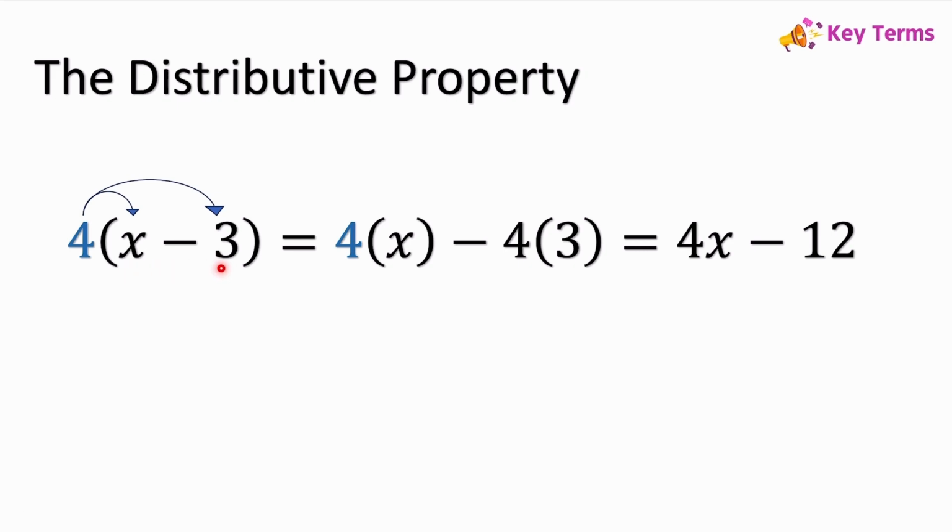Remember, the distributive property tells us what to do when we're multiplying an algebraic expression like x minus 3 by a constant like 4. Remember, the 4 is going to distribute to both terms within this expression. So we have 4 times x minus 4 times 3, which gives us 4x minus 12.